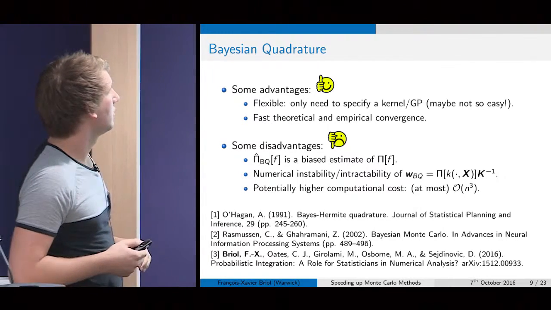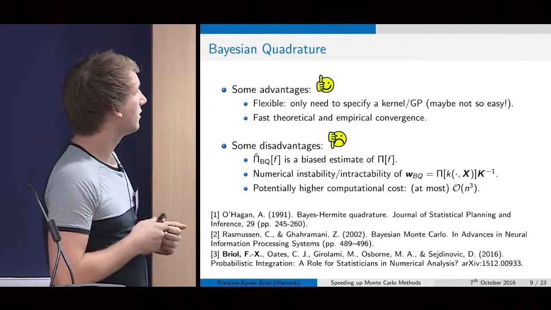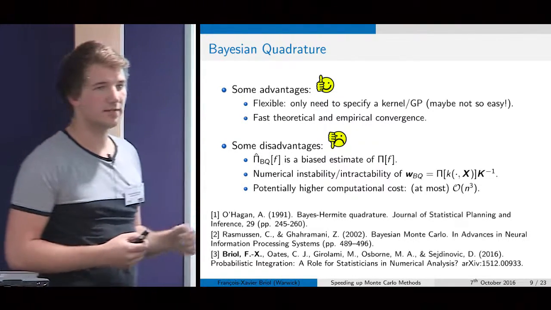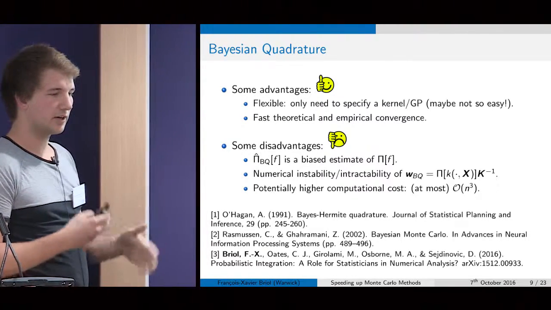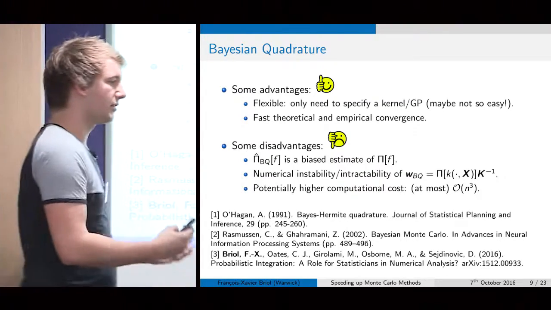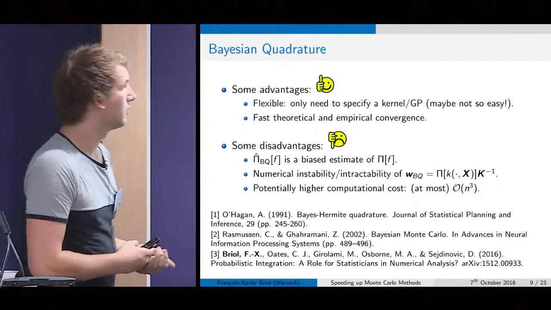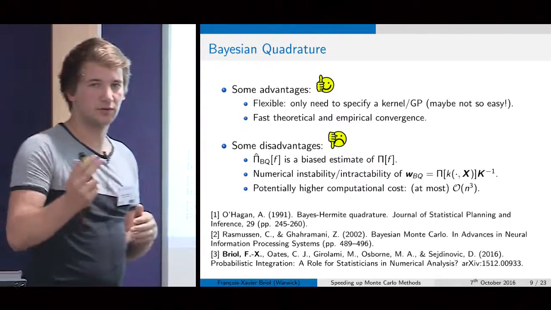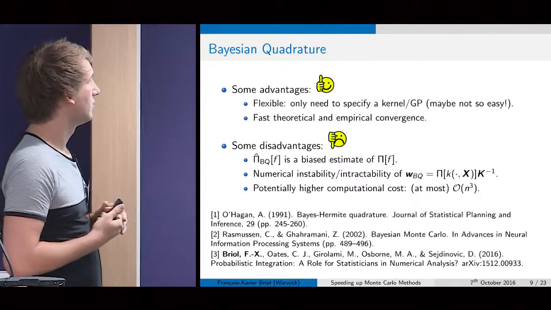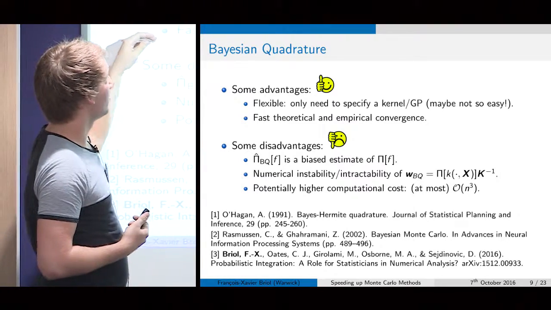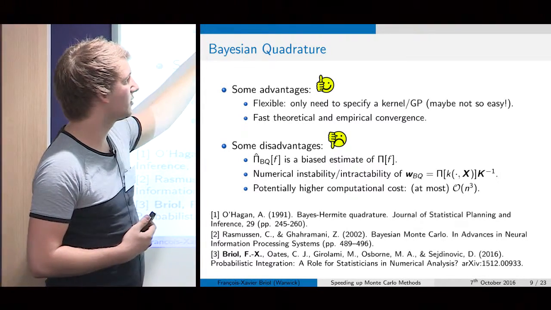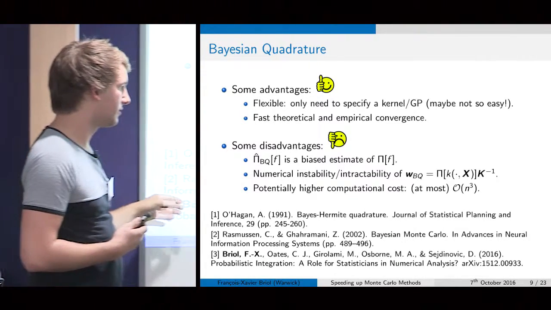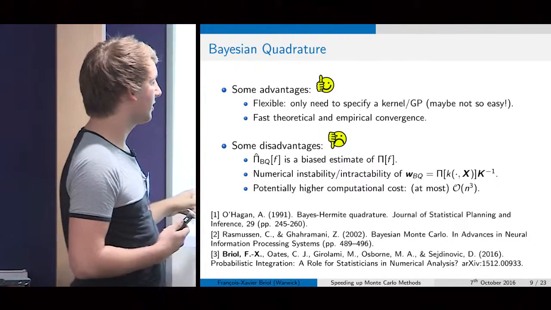OK. So just to summarize what I've said so far, one of the main advantages of this method is that you can be quite flexible in the kind of information that you're inputting into your integration rule. Although this may not be so easy, as both of the previous speakers mentioned. This method has pretty fast theoretical and empirical convergence rates. And this is some work that I did in this particular paper.